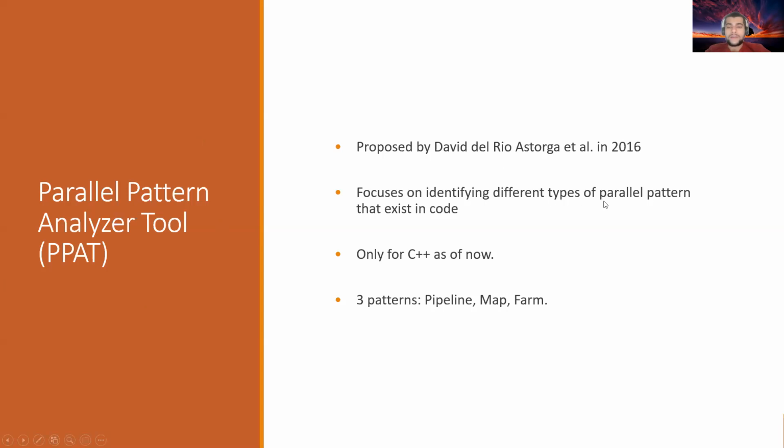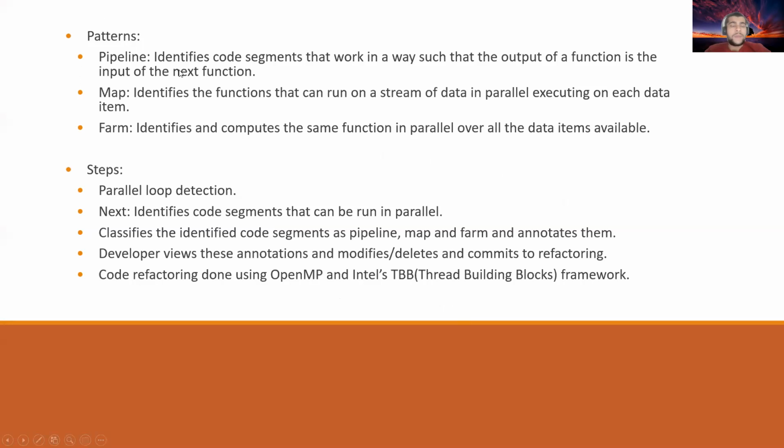And there are the patterns that I mentioned, which it identifies. There are three of those: pipeline, map, and farm. The pipeline pattern identifies the code segments that would work as a pipeline, where the output of the previous segment would be the input of the next segment. And then map. What map does is it identifies different functions that can execute concurrently on each data item of the data stream. So like you have five different functions, and then you have a data stream, and each of those five functions can run concurrently on each item in the data stream.